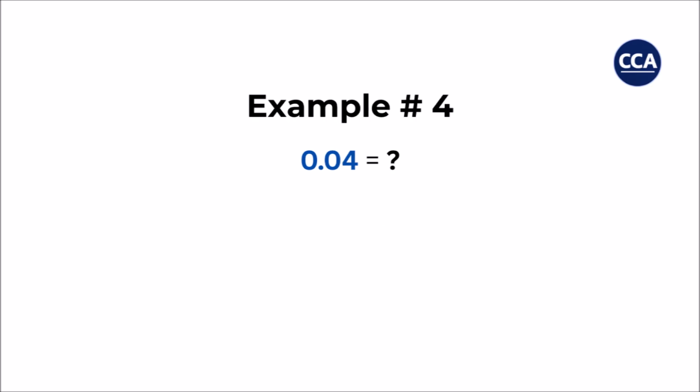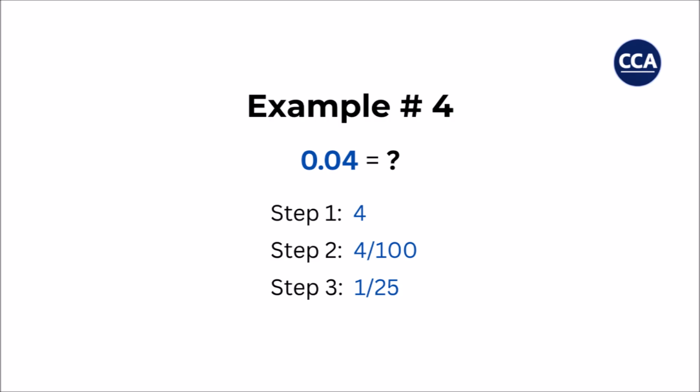Now let's try an example where 0 can confuse students. 0.04. As usual, remove the decimal point. That gives us 4. Remember, this 0 is not useless, as it is between the decimal point and 4. So, we consider two digits after the decimal point, 0 and 4. So, we put it over 100. That gives us 4 over 100. Now simplify. Both 4 and 100 can be divided by 4. So, 4 over 100 becomes 1 over 25. And as a result, 0.04 is equal to 1 over 25.